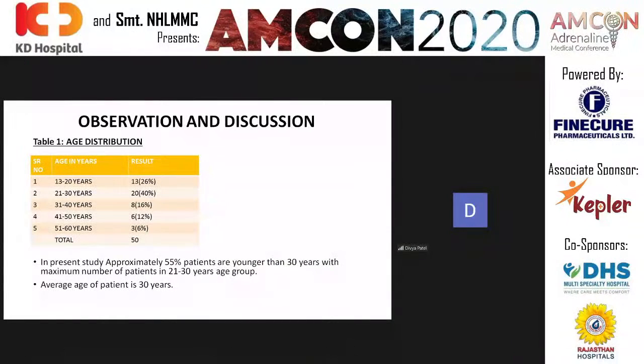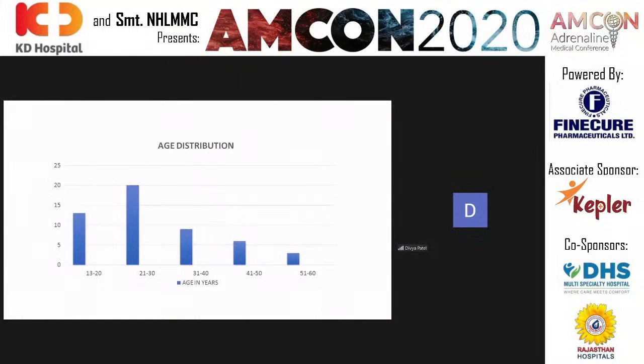Observation and discussion. Table 1 is showing age distribution, in which in the present study approximately 55% of patients are younger than 30 years, with the maximum number of patients in the 21 to 30 years age group, and the average age of the patients is 30 years. Next. This is a chart showing age distribution. Next.